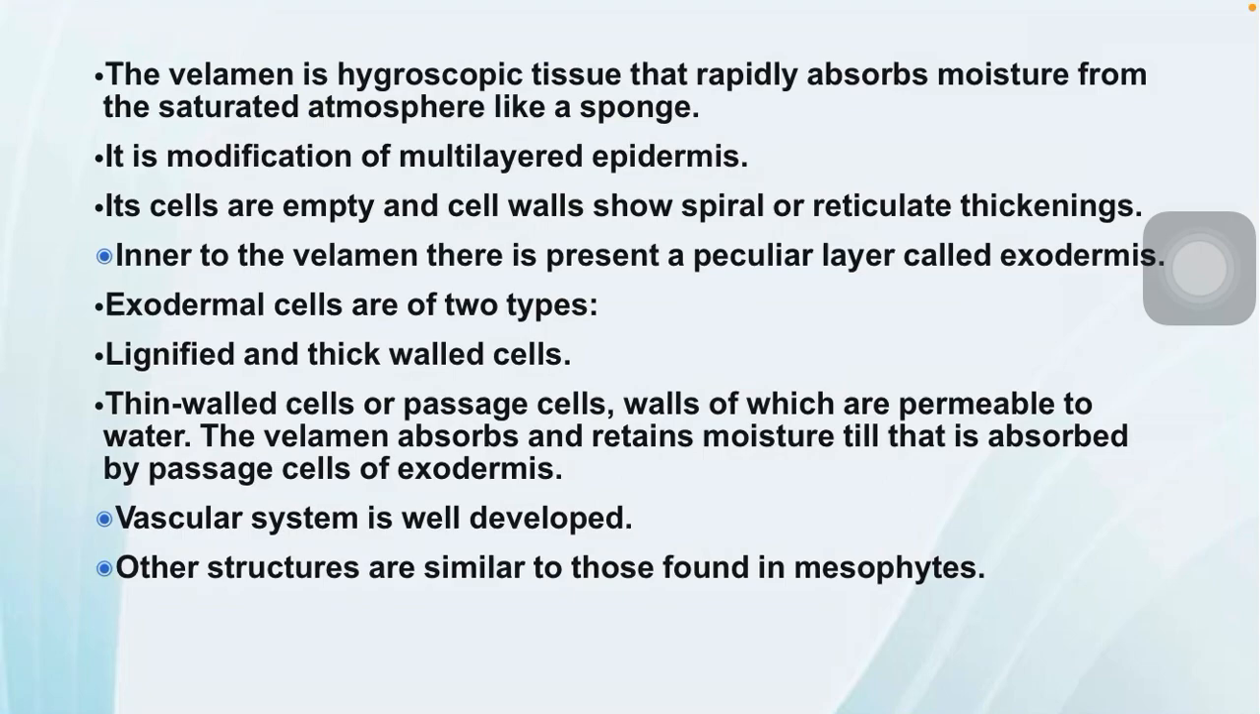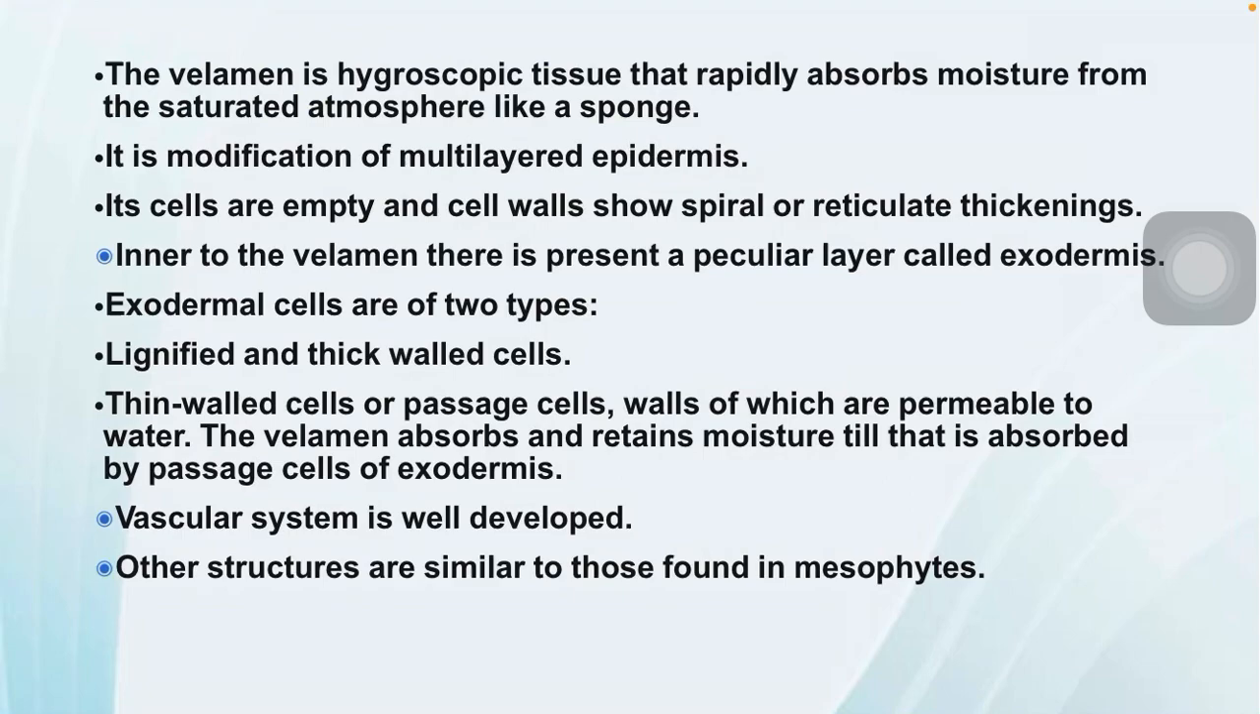It is a modification of multi-layered epidermis. Its cells are empty and the cell wall shows spiral or reticulate thickenings. Inner to the velamen, there is a peculiar layer called exodermis. Exodermal cells are of two types: lignified, thick-walled cells, and thin-walled cells or passage cells, the walls of which are permeable to water. The velamen absorbs and retains moisture until it is absorbed by the passage cells of the exodermis.